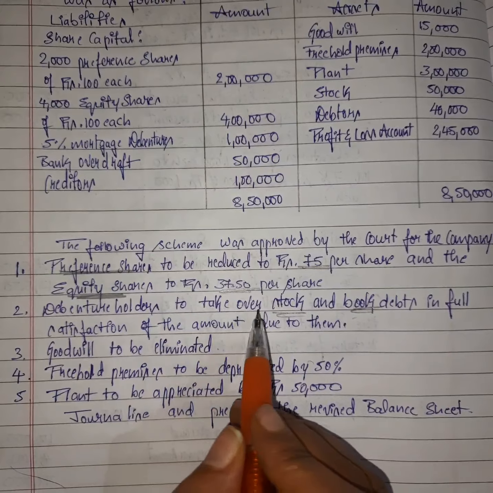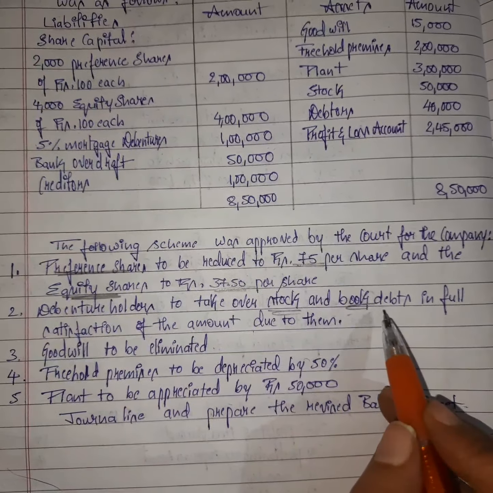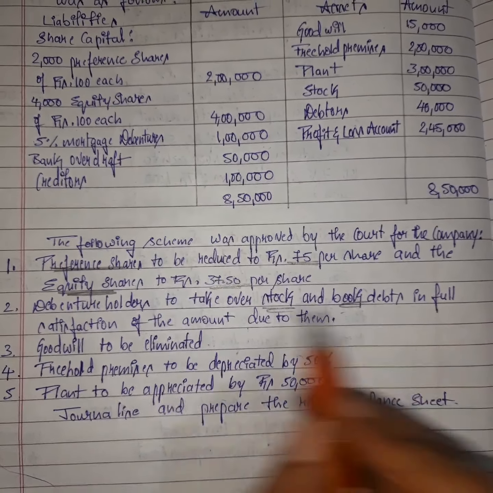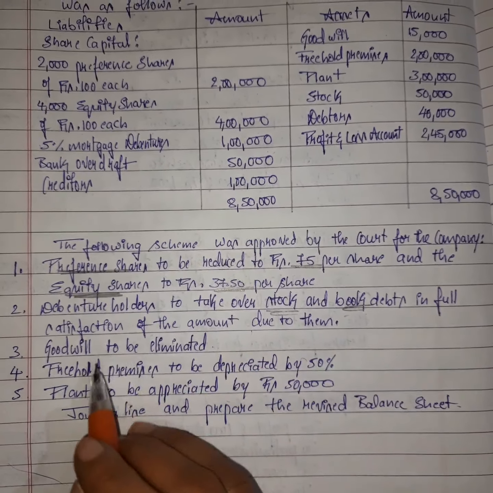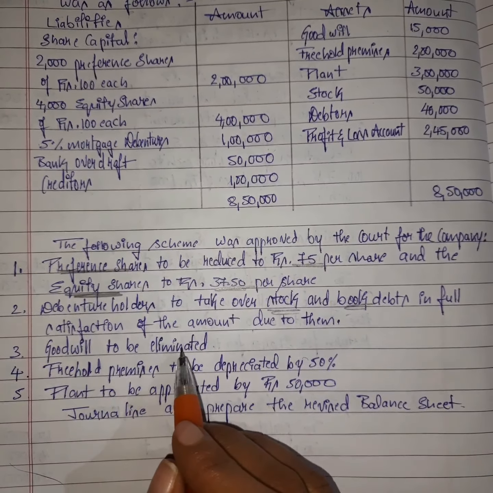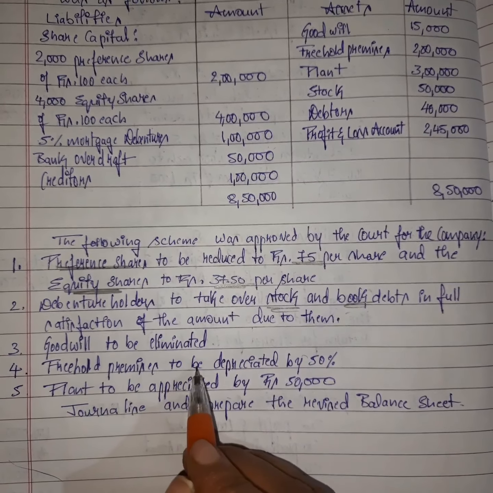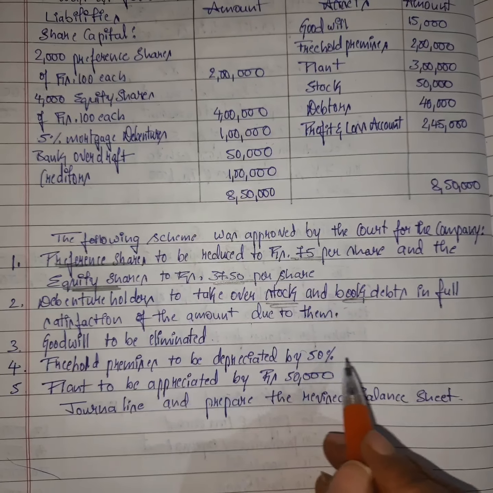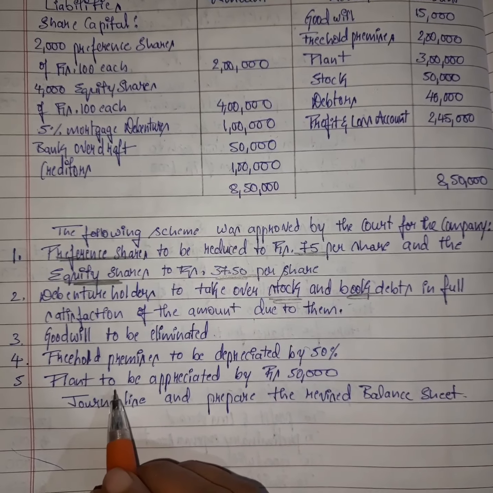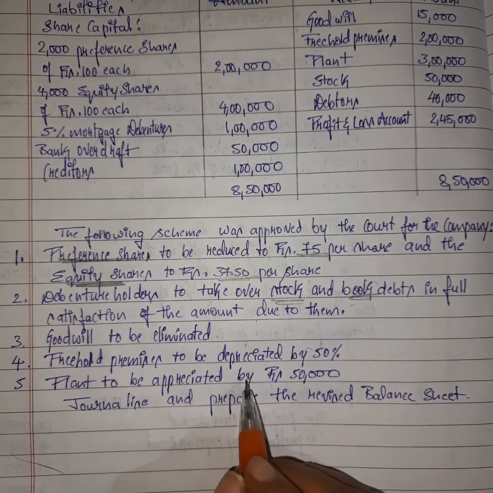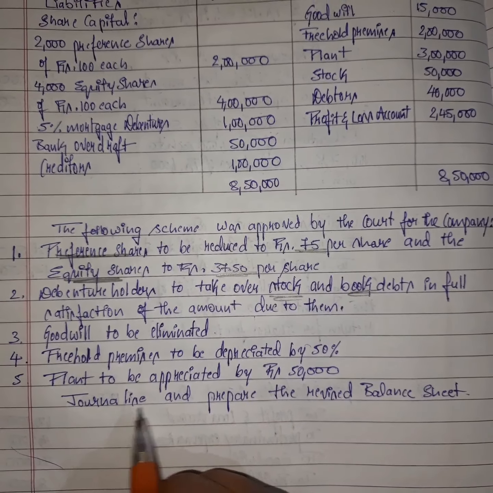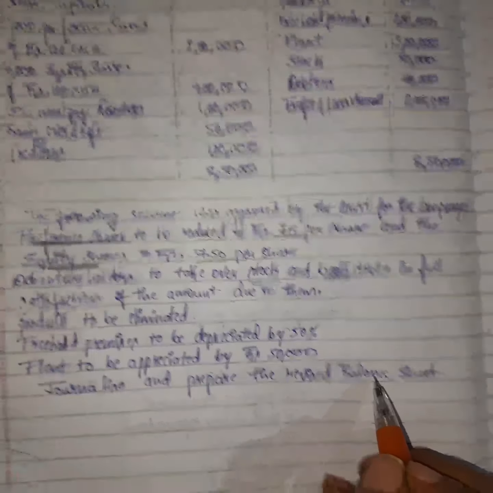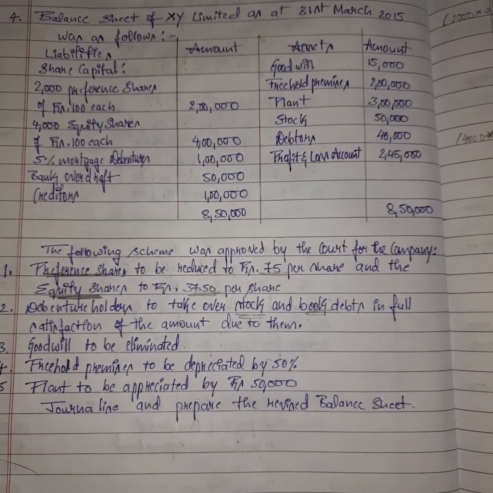Debenture holders to take over stock and book debts in full satisfaction of the amount due to them. Goodwill to be eliminated. Freehold premises to be depreciated by 50%. Plant to be appreciated by rupees 50,000. Journalize and prepare the revised balance sheet.